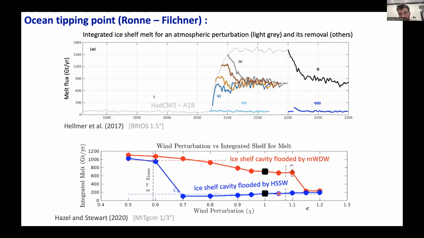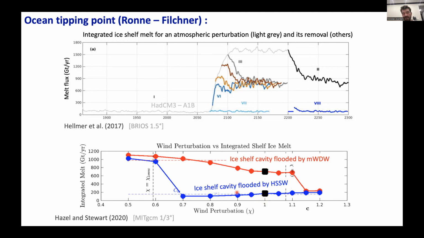The blue circles are for simulations that start in configuration where the ice shelf cavity is flooded by high salinity shelf water, and the red circles are for the conditions where the ice shelf cavity is flooded by modified warm deep water. So it means that you can have two stable states under the same wind regime, but depending on the initial condition, it will remain warm or it will remain cold.